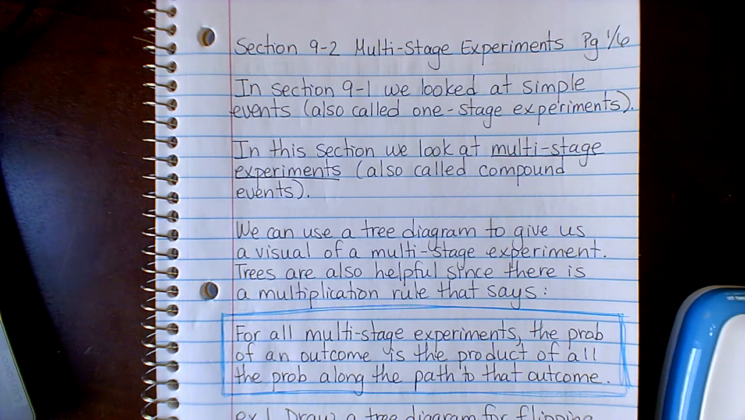We're going to use something called a tree diagram to give us a visual of a multi-stage experiment. There are other ways of doing this. One of them is called an area model, and it's pretty darn cool. I'm actually going to put a link on my website for you to watch that video because it's a pretty cool way of doing it. The tree diagrams are pretty common to see. They're probably the most common. But they're going to give us a visual of these multi-stage experiments.